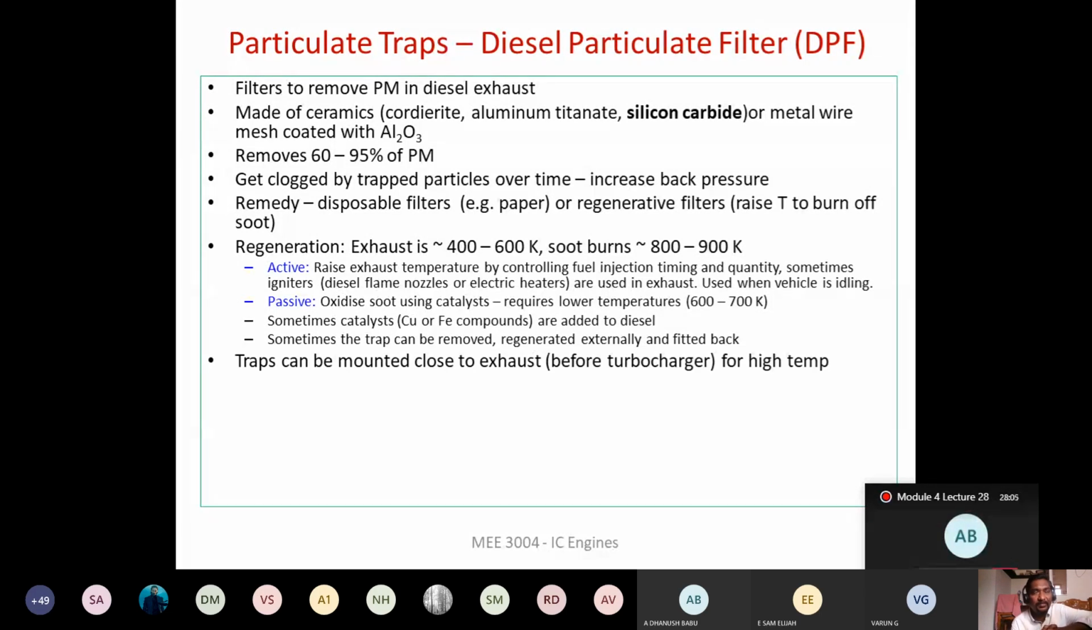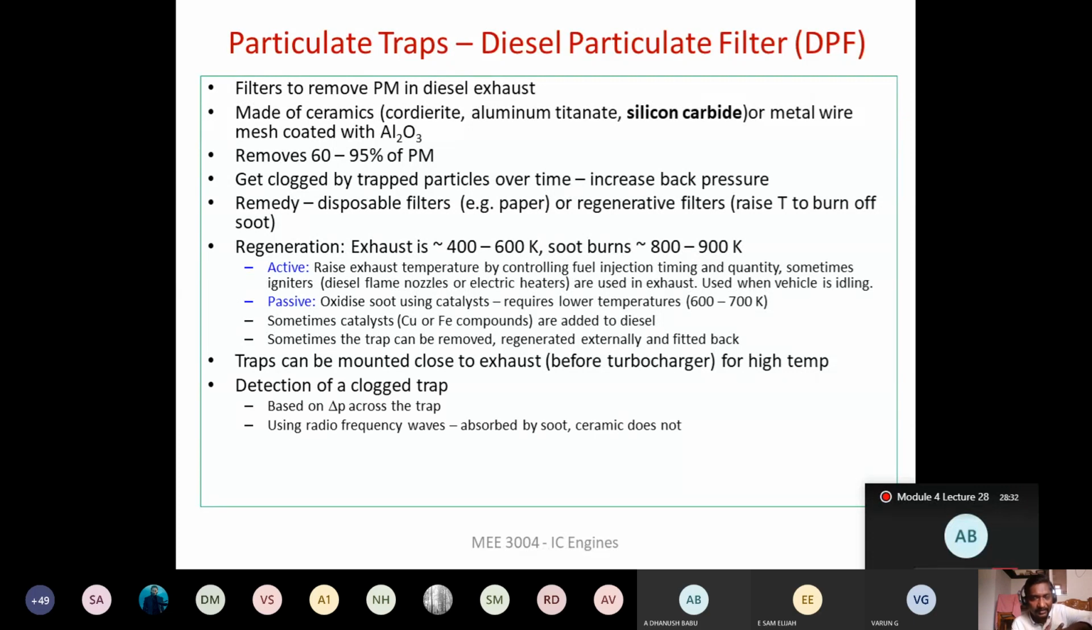If you are going for regeneration, you require some higher temperature. So if this diesel particulate filter is placed immediately closer to the engine exhaust, then the temperature of the exhaust gases is going to be high, and the soot that is absorbed is going to get burnt, right? So you can place the diesel particulate filter closer to the exhaust manifold.